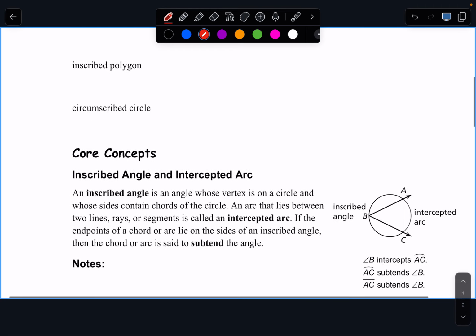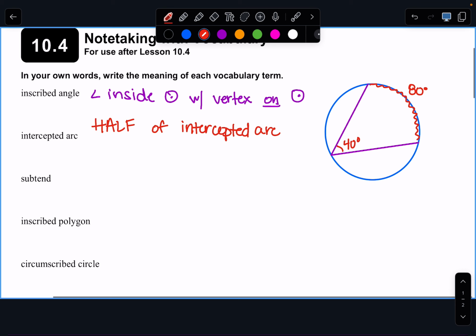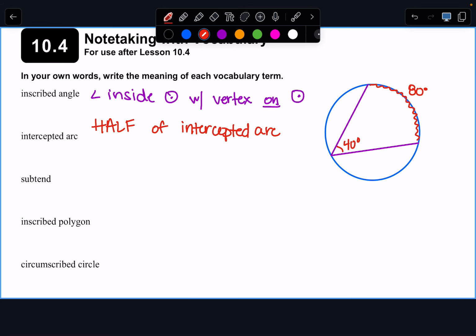Oh, what's the intercepted arc? Okay, so when I say intercepted arc, it is the arc that the inscribed angle is eating. So if I am talking about this angle, then this arc is in the mouth of the angle.